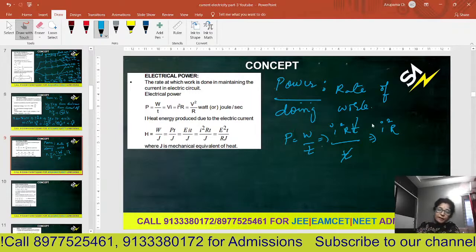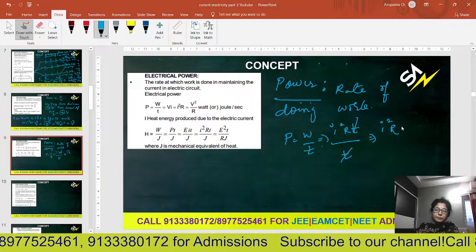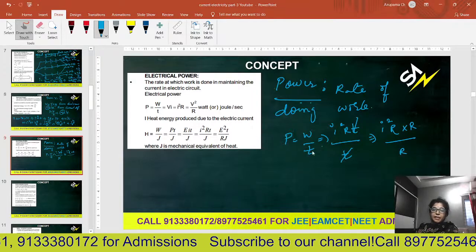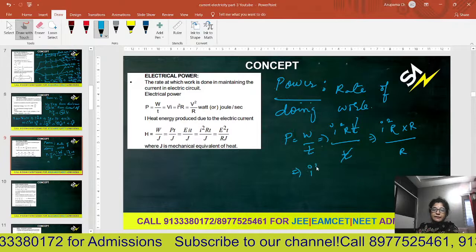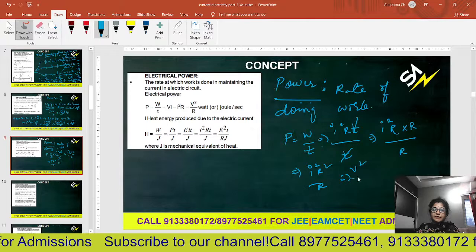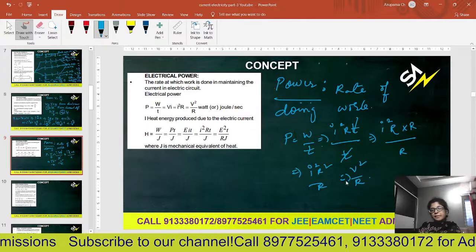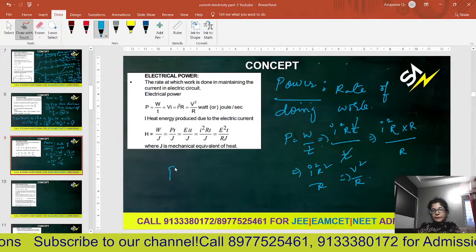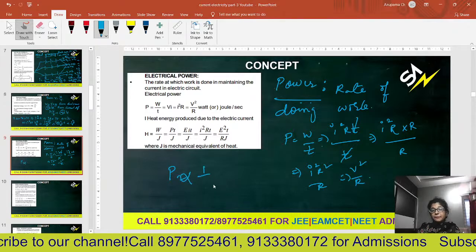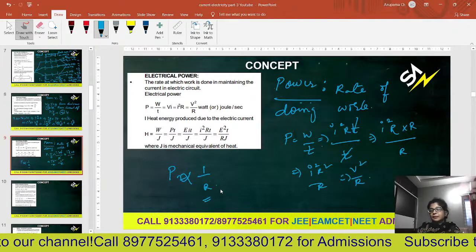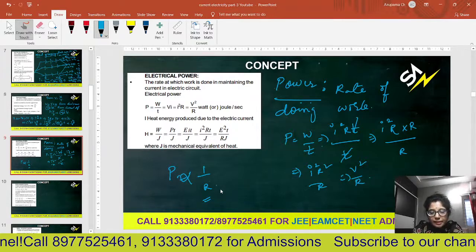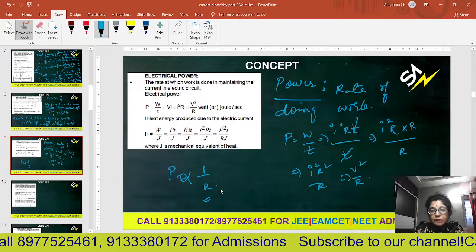In the same way, how we have multiplied R up and down, here if I multiply R up and down, I get I square R square by R, which is nothing but V square by R. From this formula of power, we can say power is inversely proportional to resistance. Okay, power is inversely proportional to resistance. This is about the power.